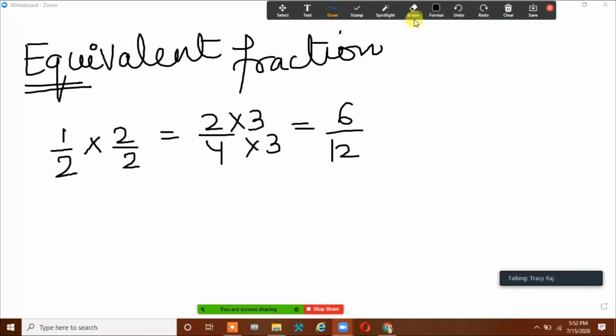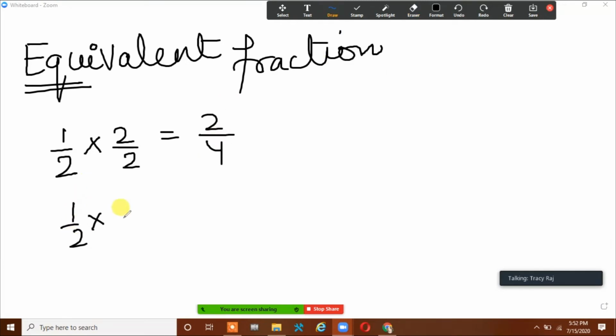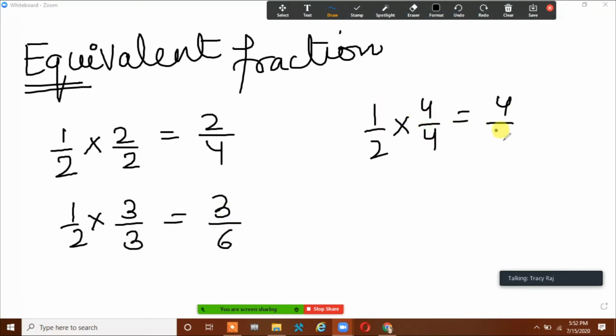You will get 2 by 4. So again multiply 1 by 2 with 3 and 3, so you will get 3 by 6. Again multiply 1 by 2 with 4 and 4, so 4 by 8. So like this, these are called equivalent fractions, because when we reduce them to the lowest form, you will always get this 1 by 2.